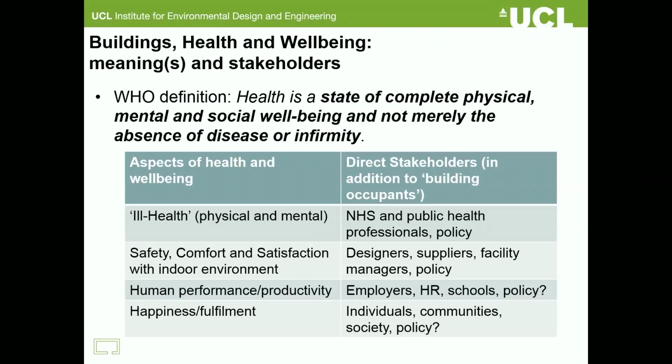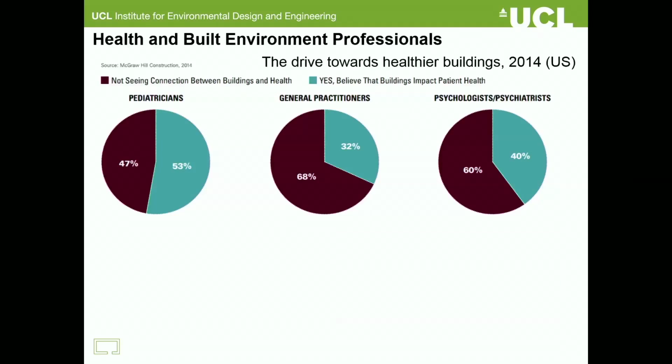If we consider human performance and productivity, for example, then there are other parties involved, like the employers and the HR. If it's a school, then you would have the teachers and so on and so forth, and the policymakers. And finally, if you conceptualize well-being as happiness and fulfillment, then you can imagine there are a lot more stakeholders at the individual, community, societal level, and policy level.